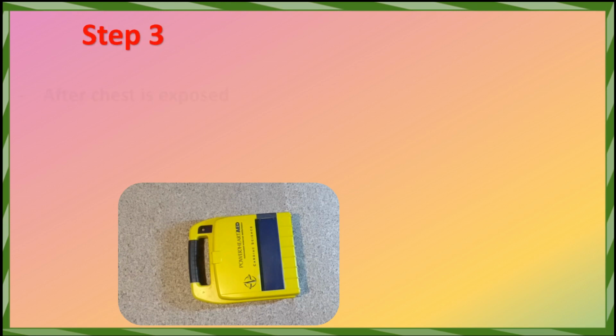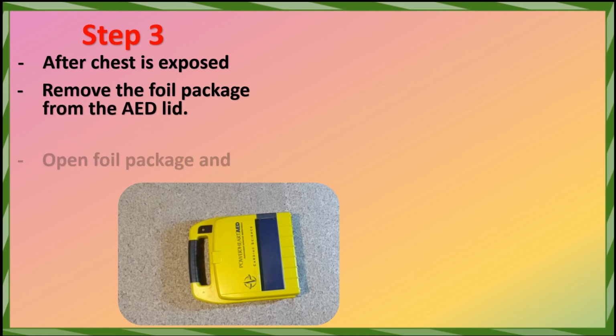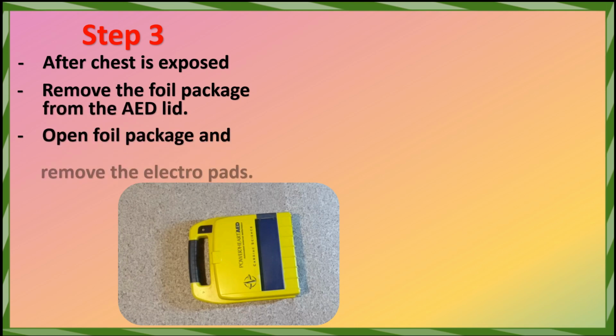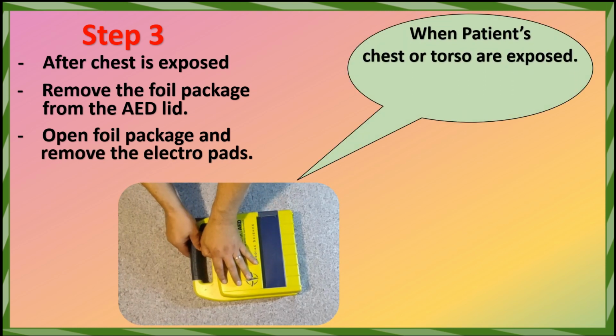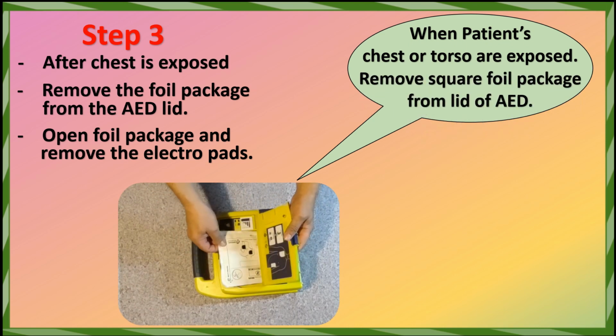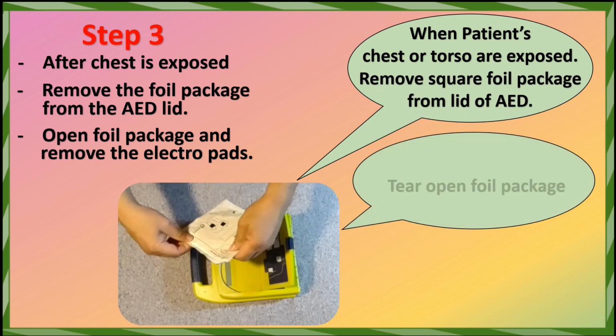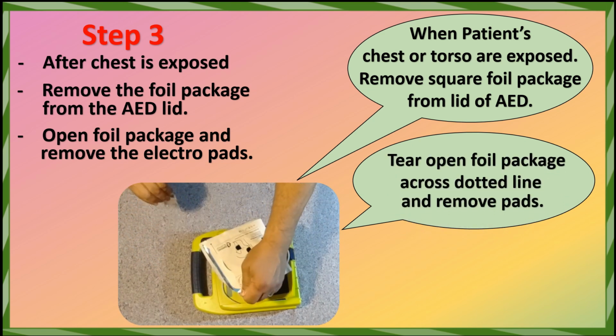Step 3. After the chest is exposed, remove the foil package from the AED lid. Open the foil package and remove the electrode pads. Tear open the foil package across the dotted line and remove the pads.